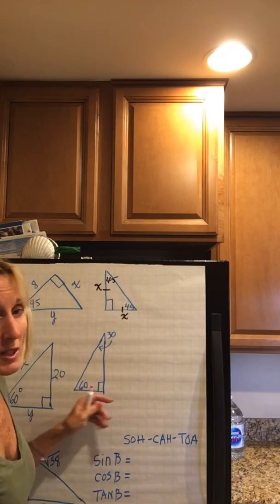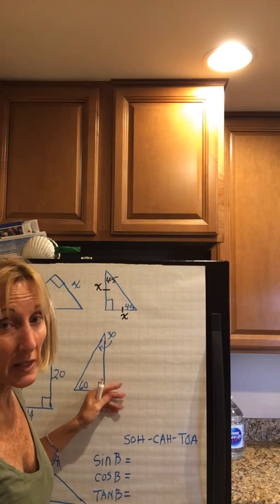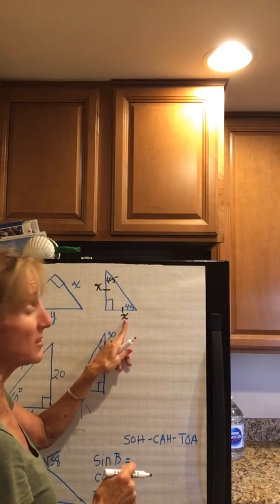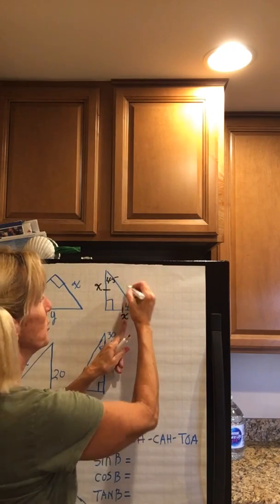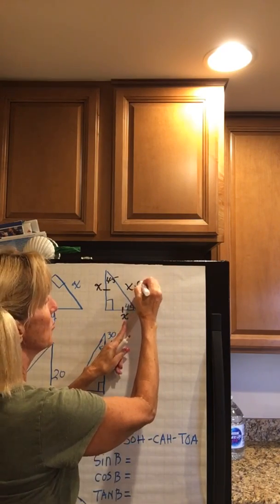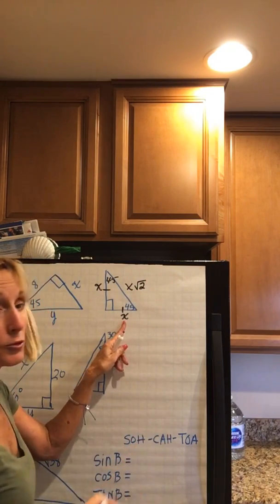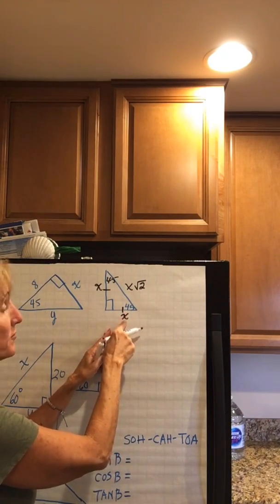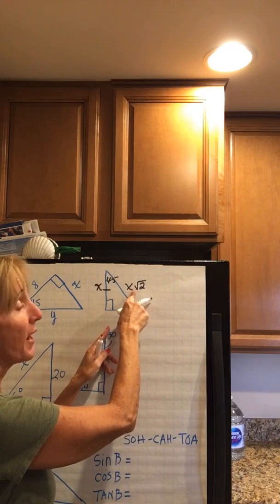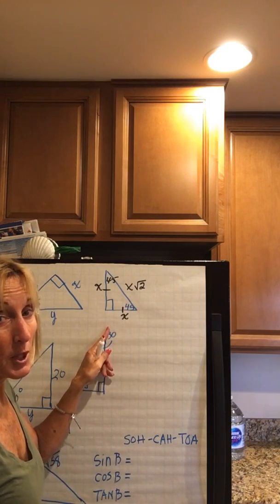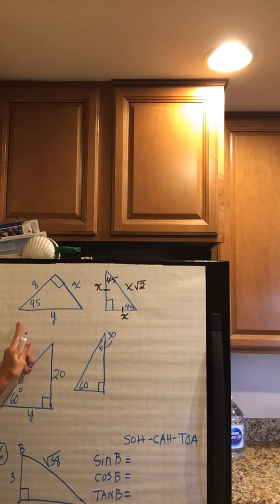On the shorter sides, which are congruent since these angles are congruent, this value would be x, this value would be x, and then to find the hypotenuse, you would take this side and multiply it by the square root of 2, or radical 2. So if this was 5, this would be 5 times radical 2. Let's solve this triangle, because it is a 45-45-90 degree triangle.